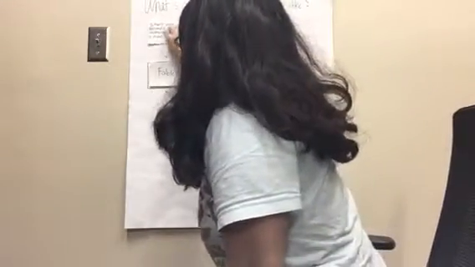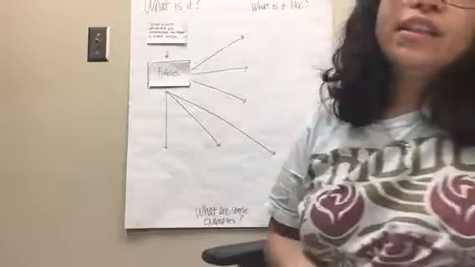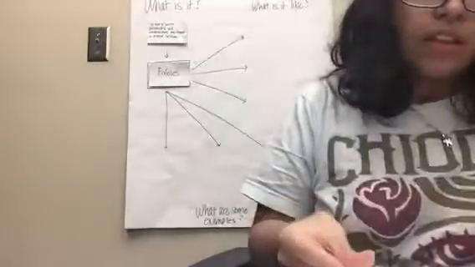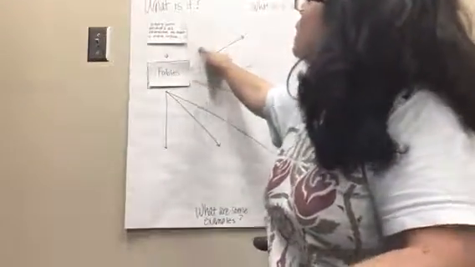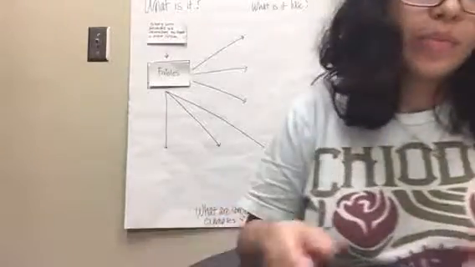So fables are stories with animals, which we already went over a couple of them. And the animals are characters, and they teach a moral lesson. So it's something we can learn from. So we're going to explain what a fable is. We just did that. And now we're going to explain what it's like and what are some examples.